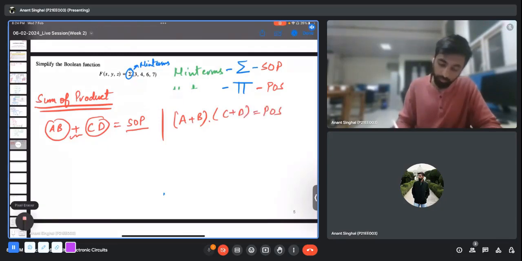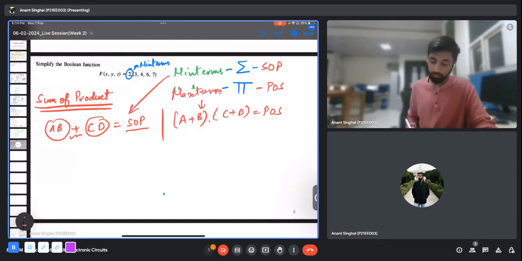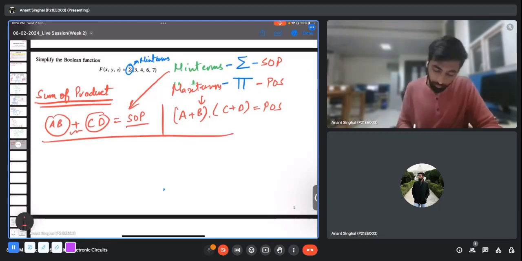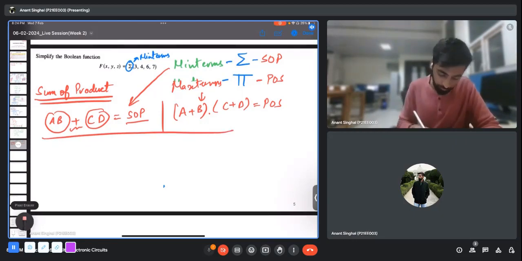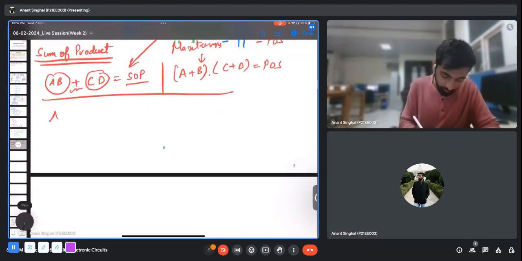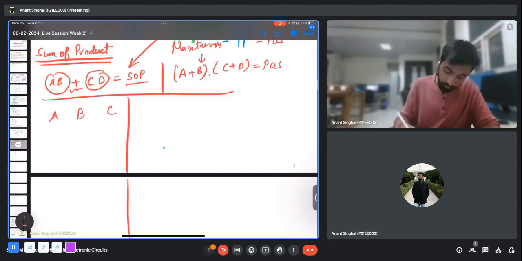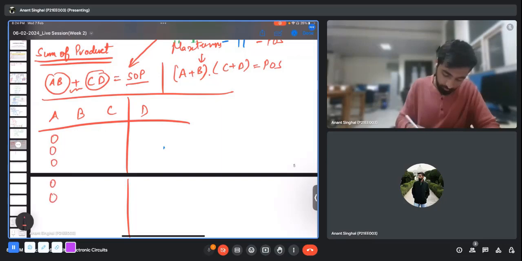So this is denoted by max term. This you can call as max term, and this you can call as min term. These are the basic differences between min terms and max terms. And after that, min term, so let me make a truth table so that it can be understood. So let's say I have a D final, so it is 0, 0, 0.